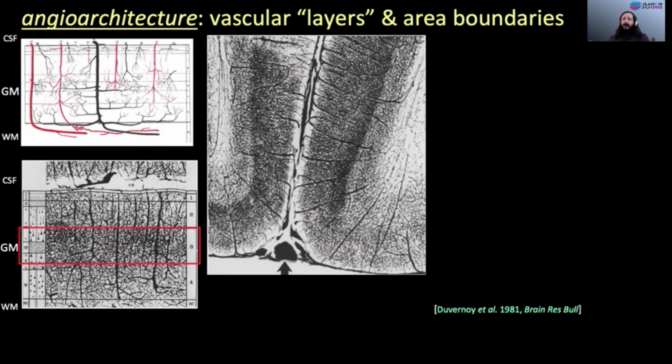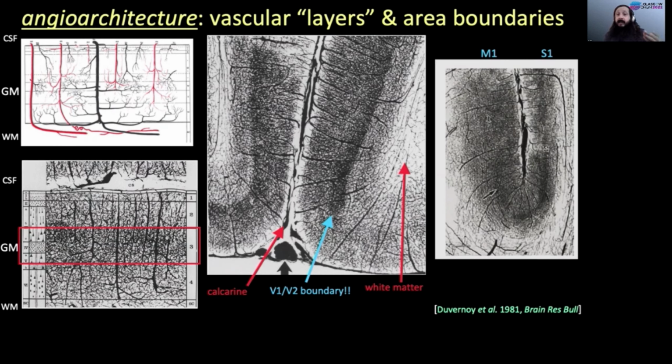This can be seen here, so just to orient you, this is the human visual cortex with a calcarine sulcus here and the white matter here, and we can clearly see that this band of high capillary density in the middle of the cortical gray matter drops off abruptly at the V1, V2 border. Now, this can also be seen at the border between primary motor and sensory cortex, M1 and S1 here.